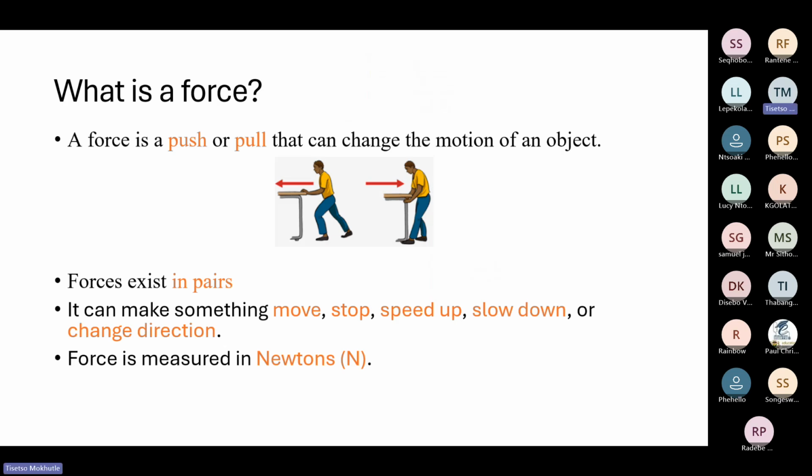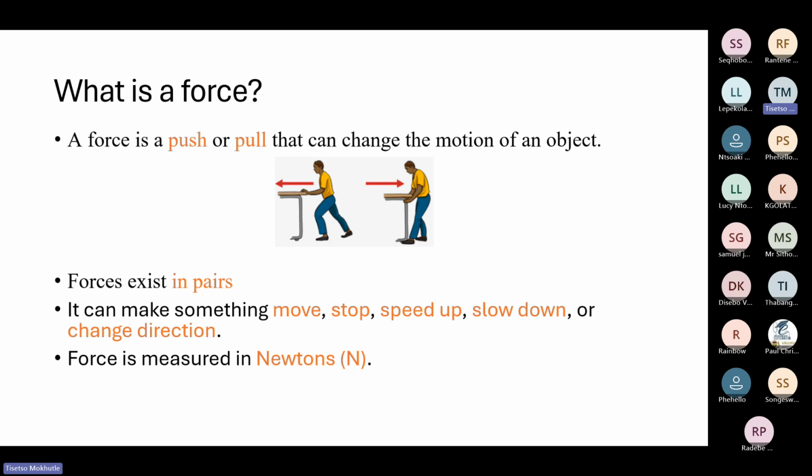Now, force can also make something move, stop, speed up, slow down, or change direction. Meaning, if you are pushing against an object, if an object moves, it means the force that you are applying is more than the force that the object is applying on you. Hence, the object will move forward. If you are pushing against an object and it doesn't move, however much force you apply, it means the force that you are applying is being balanced by the force of the object. That is why the object is not moving.